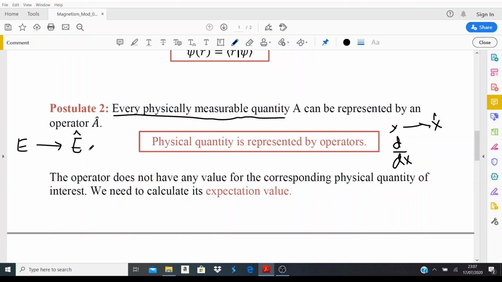Then the question is how to produce the value of an operator. It turns out that we need to perform a calculation which is called the expectation value. So the expectation value of the operator is the value of that operator given some state. But I will discuss this expectation value in the next lecture. But here, remember, the operator does not have any value associated with it in its raw form, right? Okay.